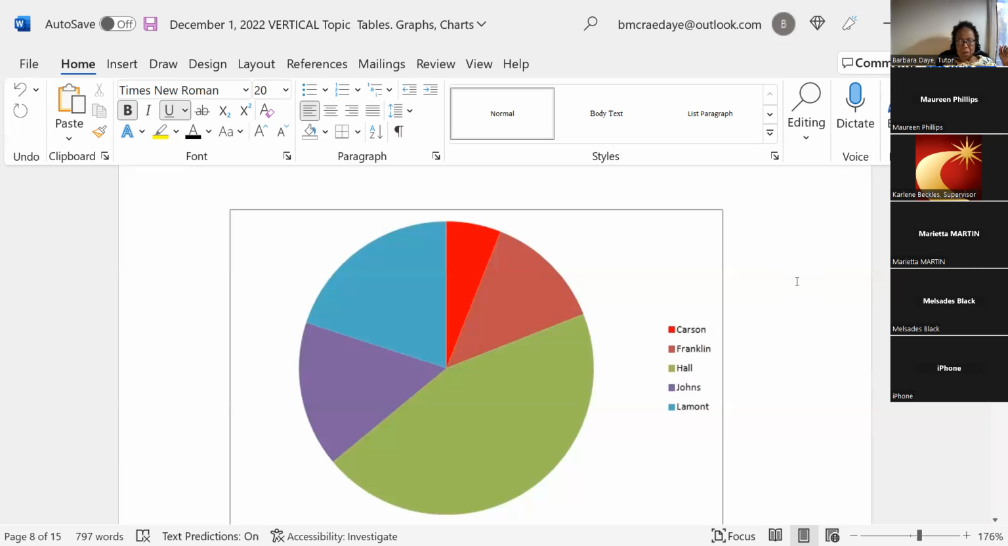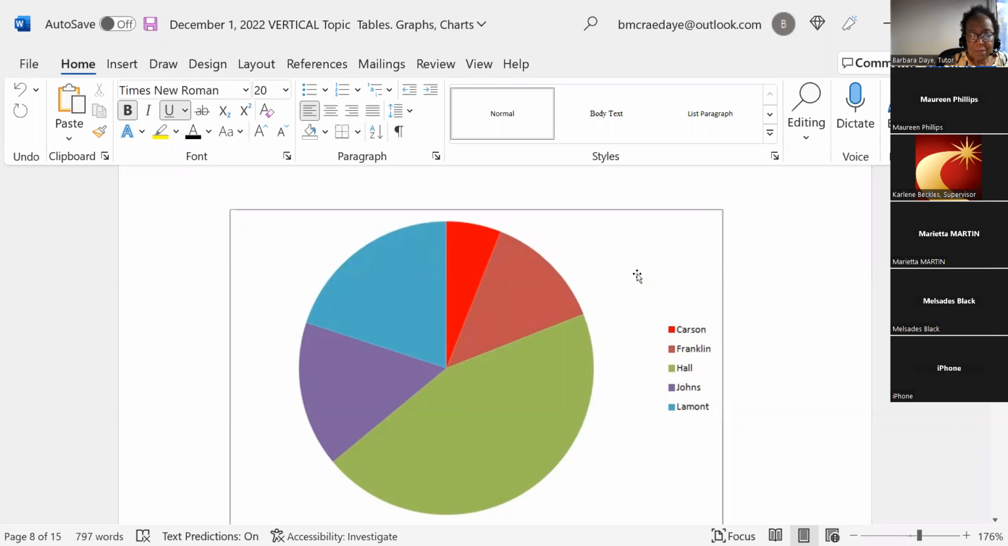Who got more than 50%, Mercedes? Hall. Okay, Maureen, you said somebody got more than 50. Who got more than 50%? Hall. Okay, Marietta is correct. No one got more than 50% because Hall is less. For Hall to have more than 50%, he or she has to be up here somewhere, because 50% would go straight across, and that's below that. So Marietta is exactly right. Nobody got more than 50%.